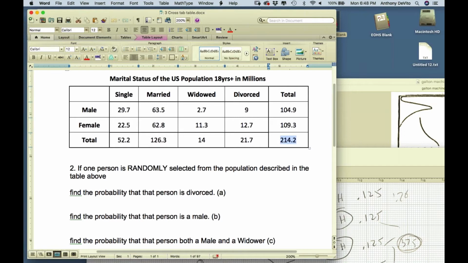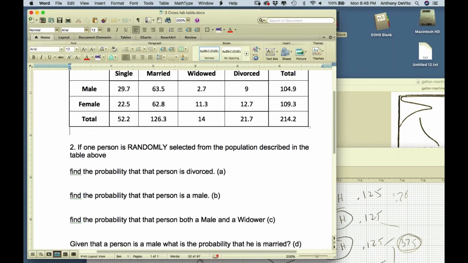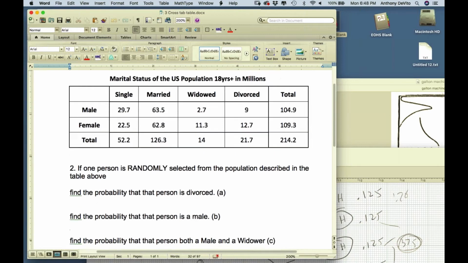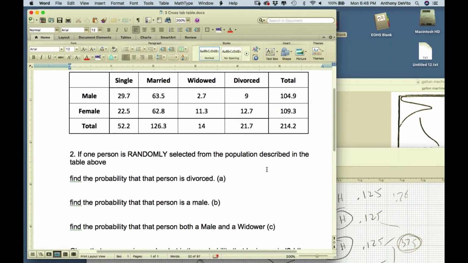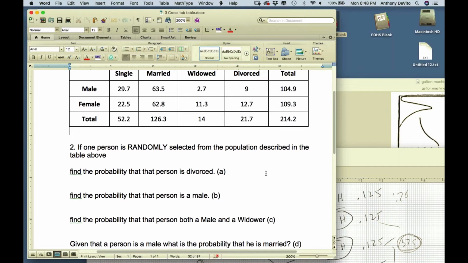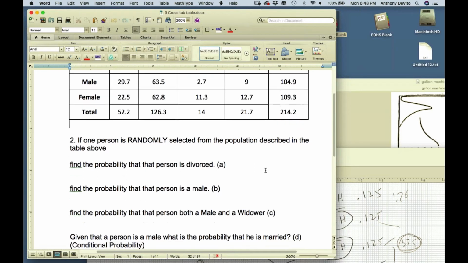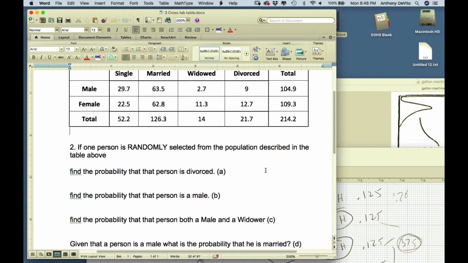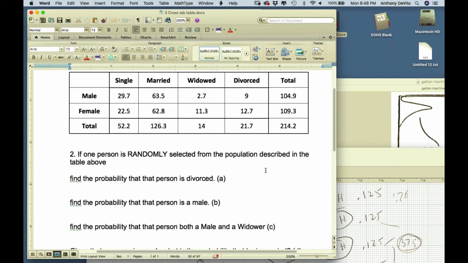That's, of course, people over 18, so maybe the population was 300 million then. It's probably more like 350 or 360 now, right? So this was a few years ago. Looking at this table, we might be interested in considering what the probability is that an individual in the United States would fit into one of these categories. For instance, if I randomly sample a person in the United States, what's the probability that that person is divorced?